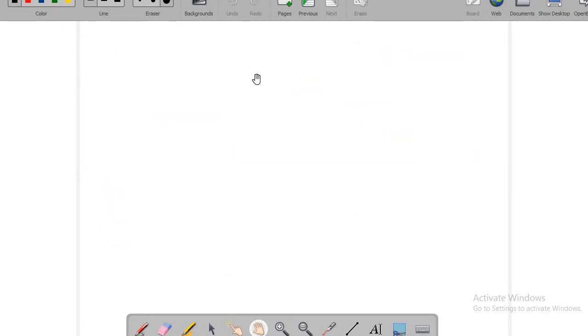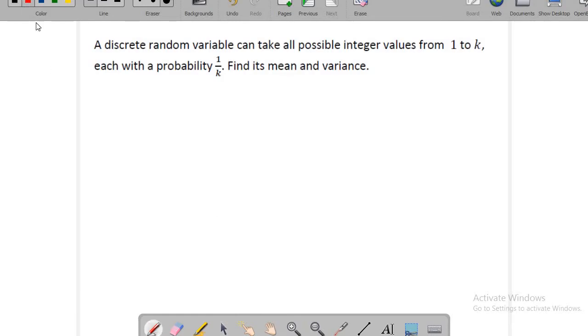So let's look at one more problem. So here is a question. A discrete random variable can take all possible integer values from 1 to k, each with probability 1 by k. So find its mean and the variance. So what do we do? So let x be a random variable.